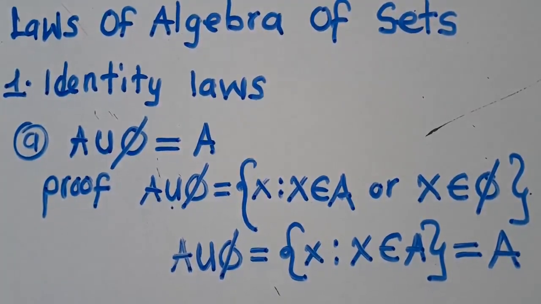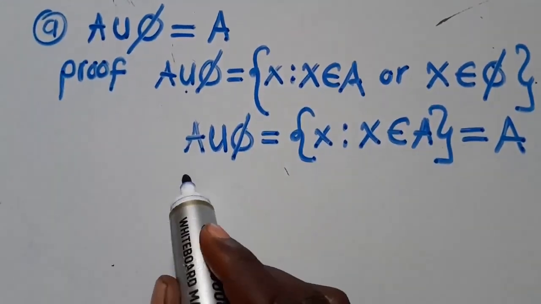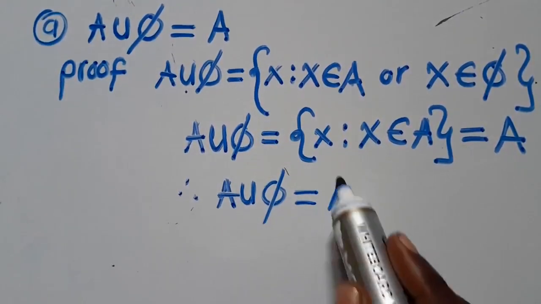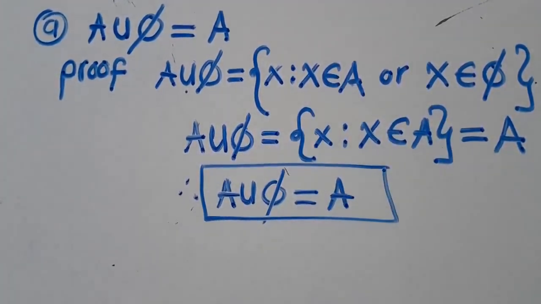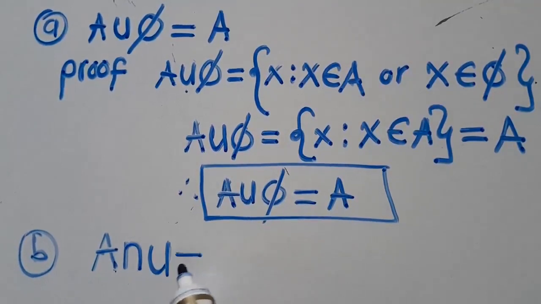Under identity laws, we also have this next one. So here, therefore, I've proven that A union empty set is equal to A, and the procedure is above. This is how you get to prove them. So we move to the second one. Under the second one, let's say you've got A intersection universal set is equal to what? Is equal to A.